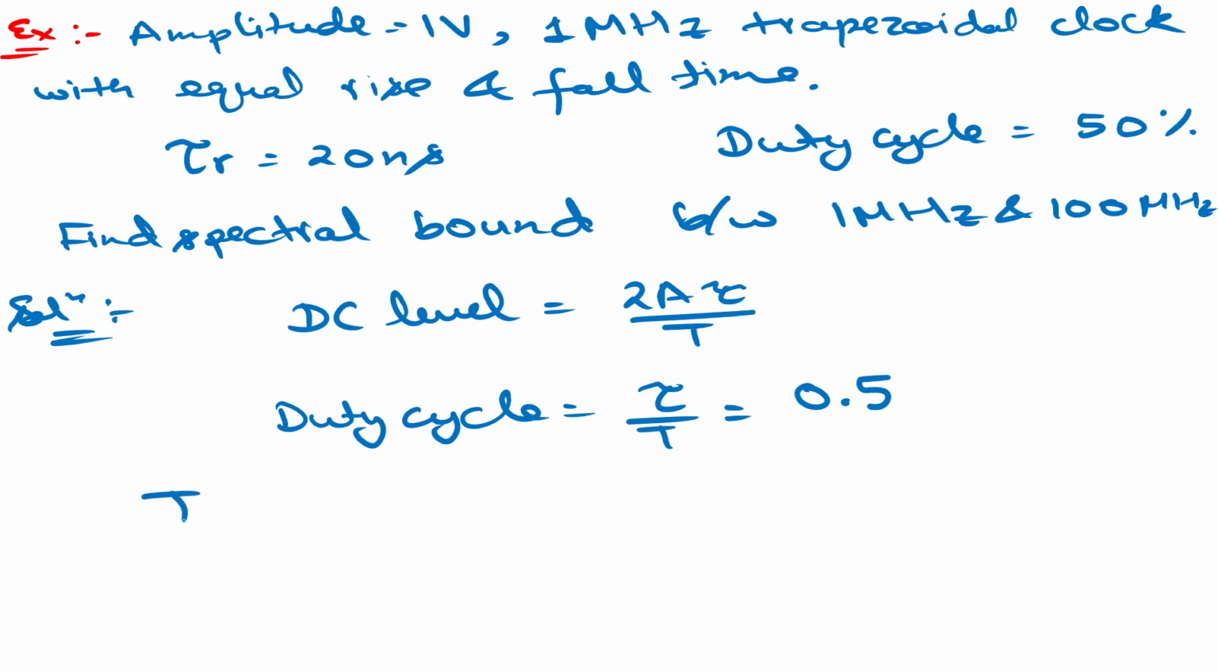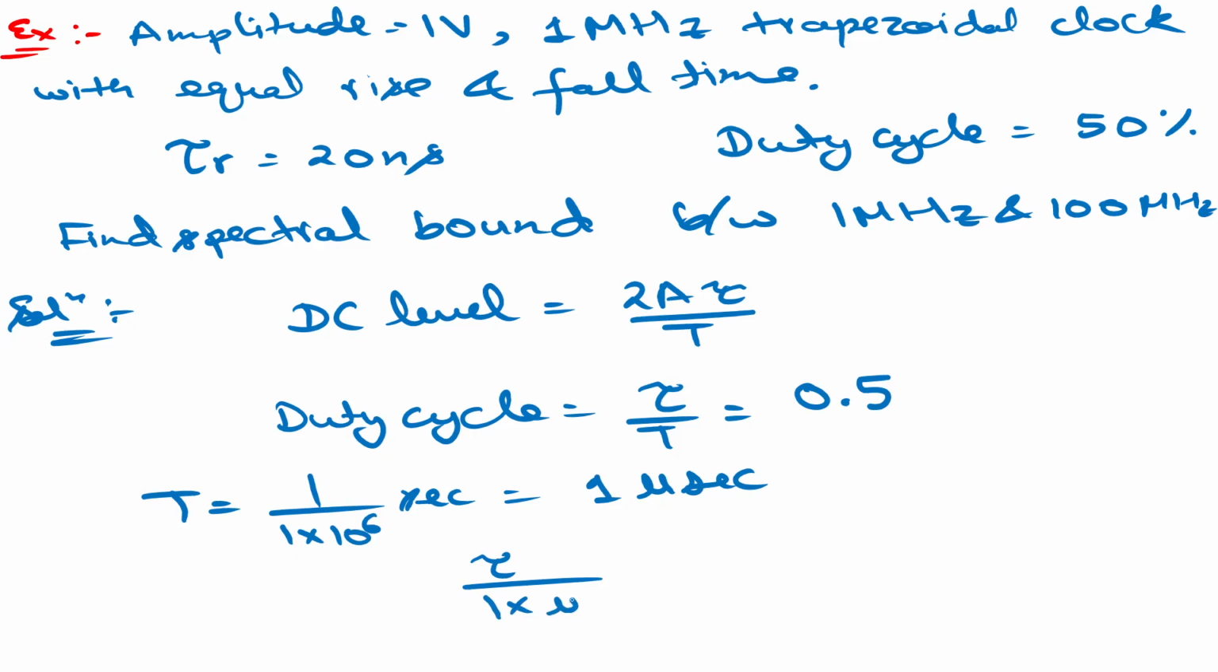So in the problem, we know the time period T is, since it is a 1 megahertz signal, 1 by 1 into 10 to the power 6 seconds, or we can simply write it as 1 microsecond. So now from this we can find the pulse width using the formula for duty cycle. The time period is 1 into 10 to the power minus 6, times 0.5, and when you solve this, tau comes out to be 0.5 microseconds.